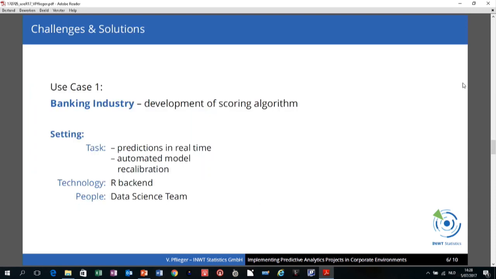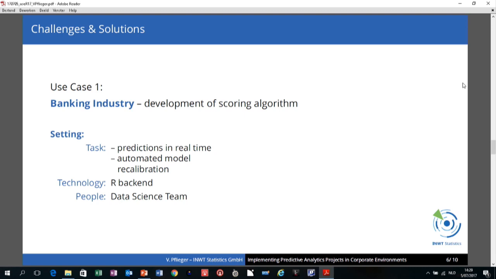And the first one I want to talk about is about the banking industry. Just imagine that we have to make prediction for a scoring algorithm, so the bank knows which product to offer the respective person. And those predictions should be in real time, and the model should recalibrate automatically.